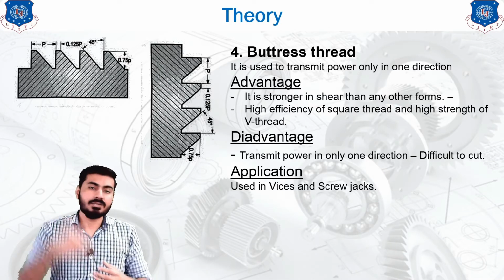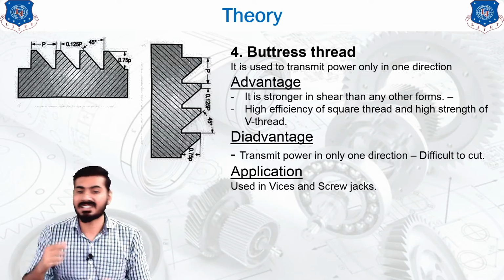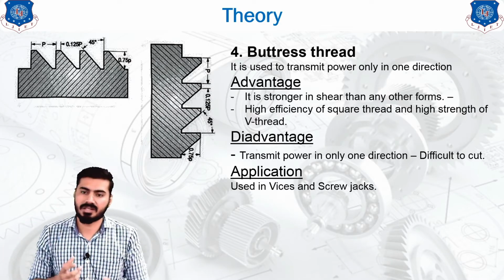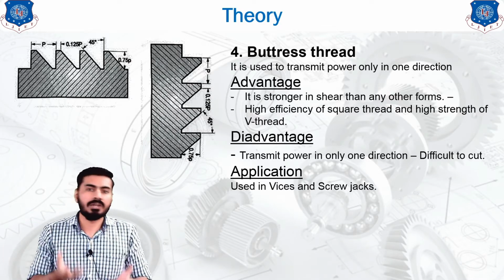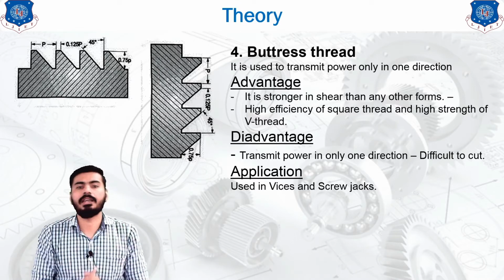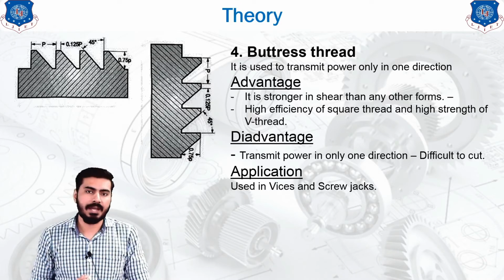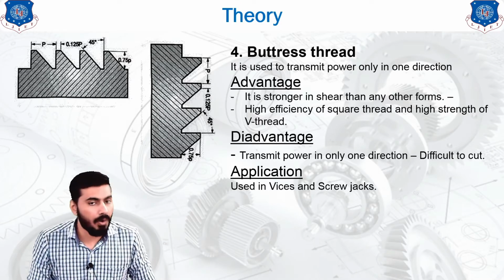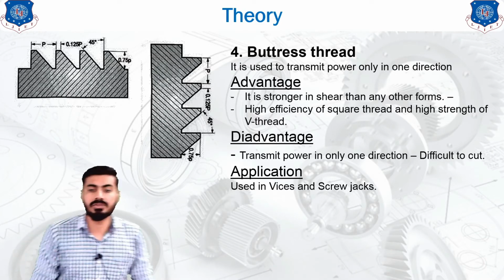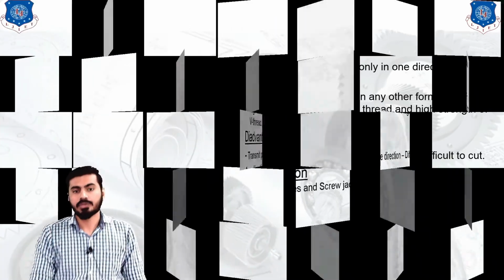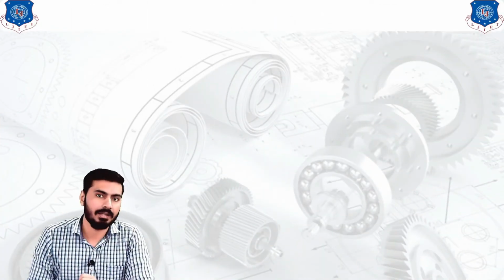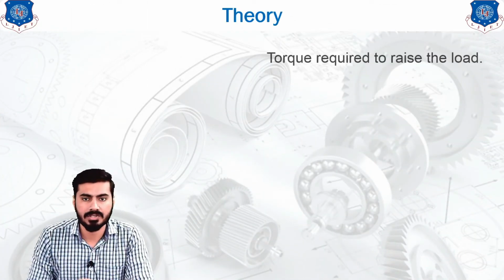The disadvantage of this type of thread is that it transmits power in only one direction. So if your application demands power transmission in either direction, then you cannot go with this type of thread. The applications of this type of thread are in a vise and screw jacks. So this was a very important modification.